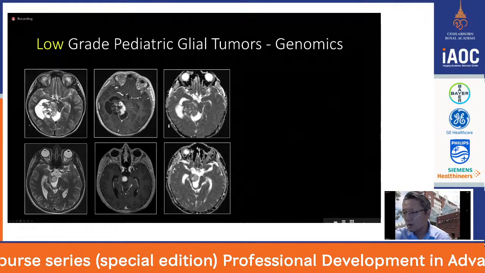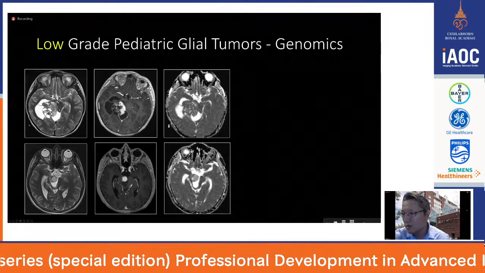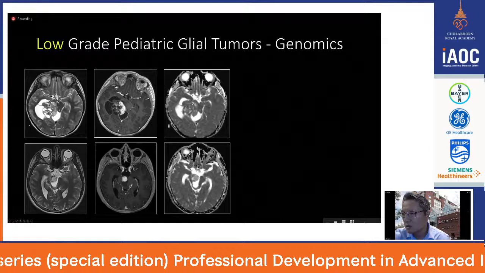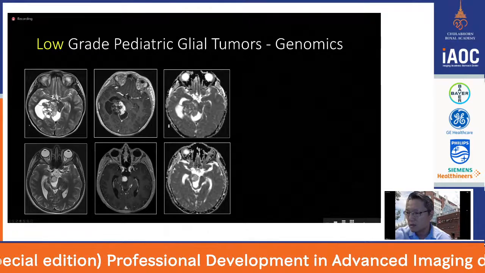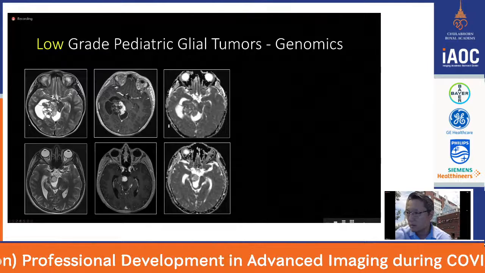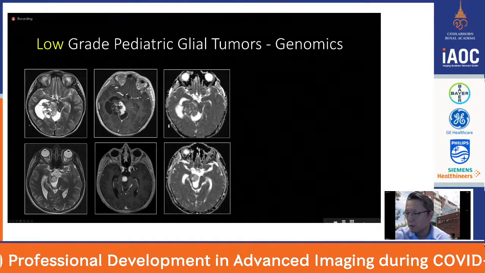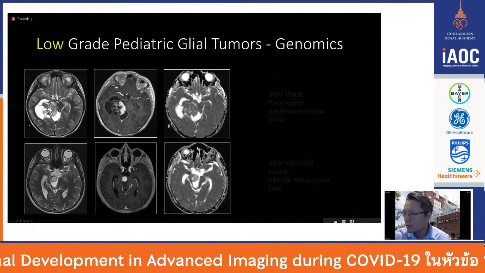And here's the ADC map. And you can see this one's more isointense. This one definitely has facilitated ADC, or actually increased diffusion. So this is definitely going to be a low-grade tumor. This one may be a low-grade tumor. So these have different BRAF mutations and also suggest different types of tumors.